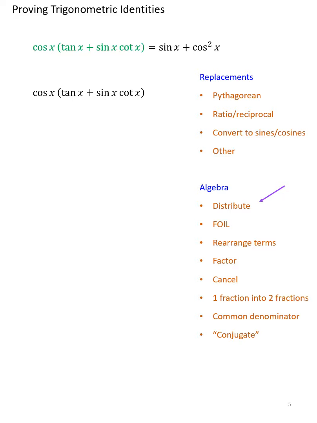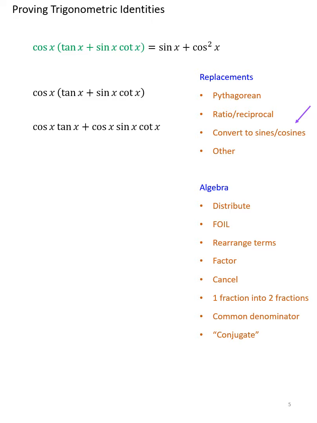So the first thing I'm going to do here is I'm going to distribute. Look at the left side of your screen and where we're starting, and notice we can distribute the cosine. So I've distributed the cosine here. You may want to hit pause and convince yourself I've used the distributive property properly. And now that I've distributed the cosine, I'm going to use some replacement rules that fall under the category of converting everything that's not a sine or a cosine into sines and cosines.